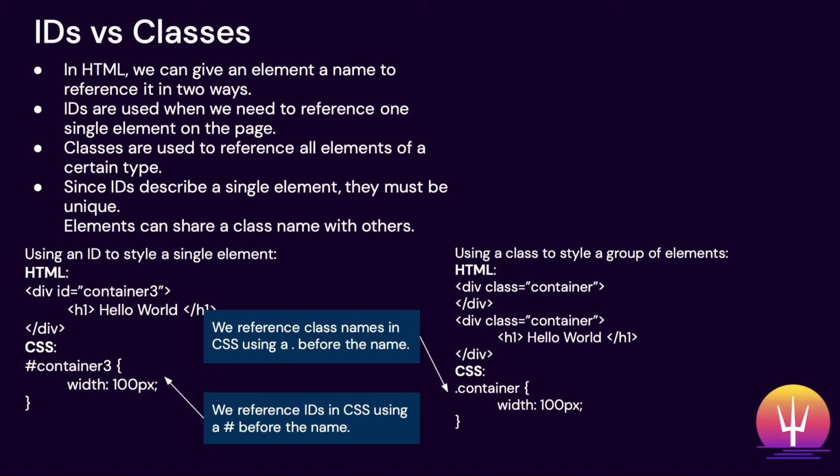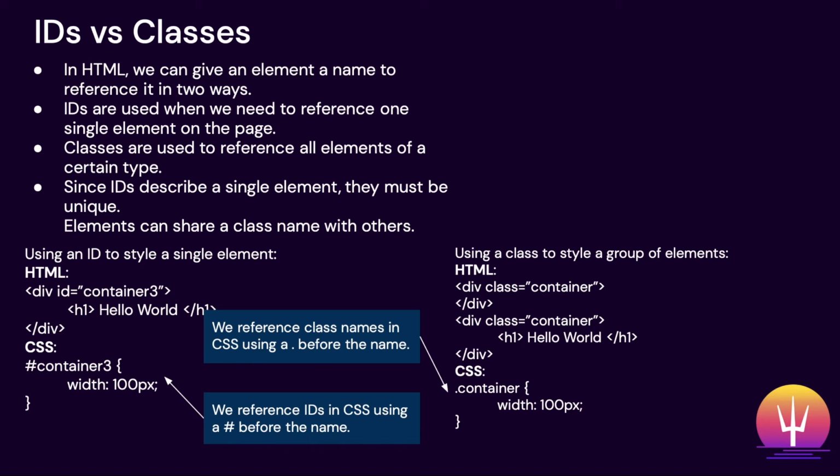Now let's take a look at IDs versus classes. So in HTML, we can actually give an element a name to reference it, and we can do this in two ways. We can use IDs for when we need to reference a single element of the page, and then we can also use classes to reference all the elements of a certain type. Since IDs can describe a single element, they have to be unique. No two IDs can be the same, otherwise it's just not going to work when you're trying to reference it back in your CSS page.